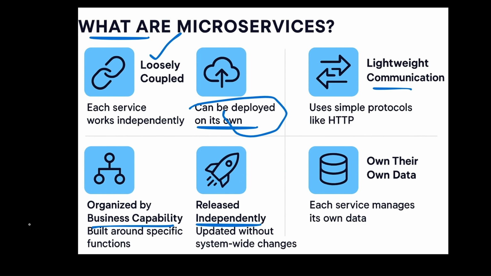Released independently. Microservices can be released on their own timeline. This gives teams freedom to innovate, experiment, and fix issues without waiting for a full system release. Own their own data. Each microservice has its own data or data store. This avoids bottlenecks, prevents conflicts, and keeps services fully isolated from each other.